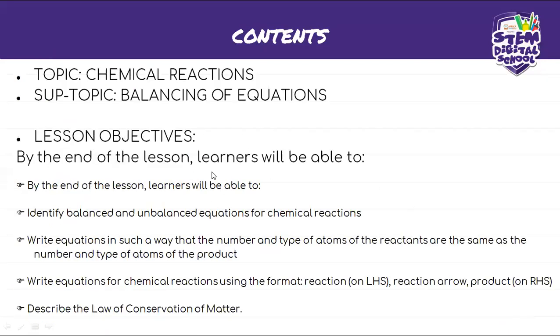Okay, so our lesson objectives are that by the end of the lesson, we should be able to balance unbalanced equations, identify balanced and unbalanced equations for chemical reactions, write equations in such a way that the number and type of atoms of the reactants are the same as the number and types of atoms of the products, write equations for chemical reactions using the format reactants on left-hand side, reaction arrow, products on right-hand side. And then we will describe the law of conservation of matter.